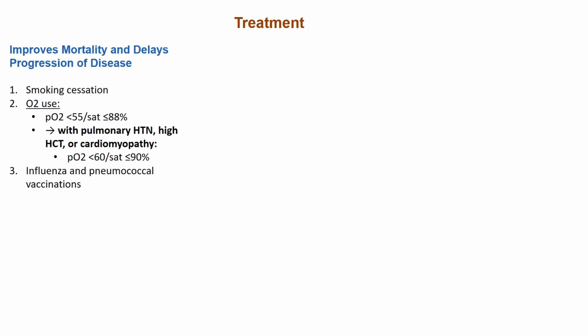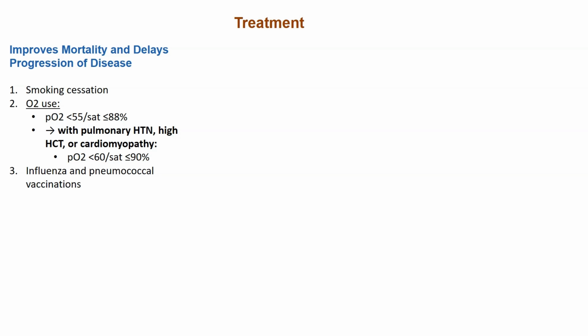Let's talk about the treatment of COPD. We will divide the treatment into 3 groups to help you memorize them. First group are the things that improve the mortality and delay the progression of the disease. Number 1, smoking cessation. Number 2, oxygen therapy.